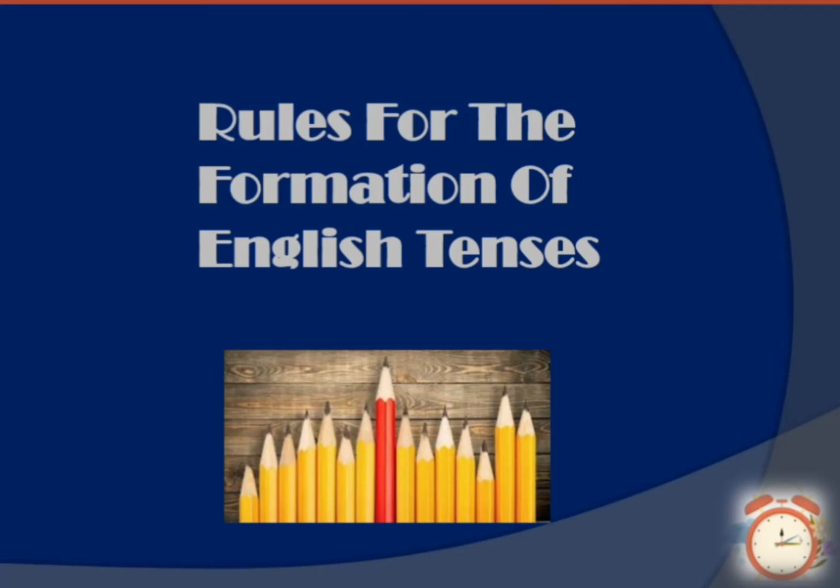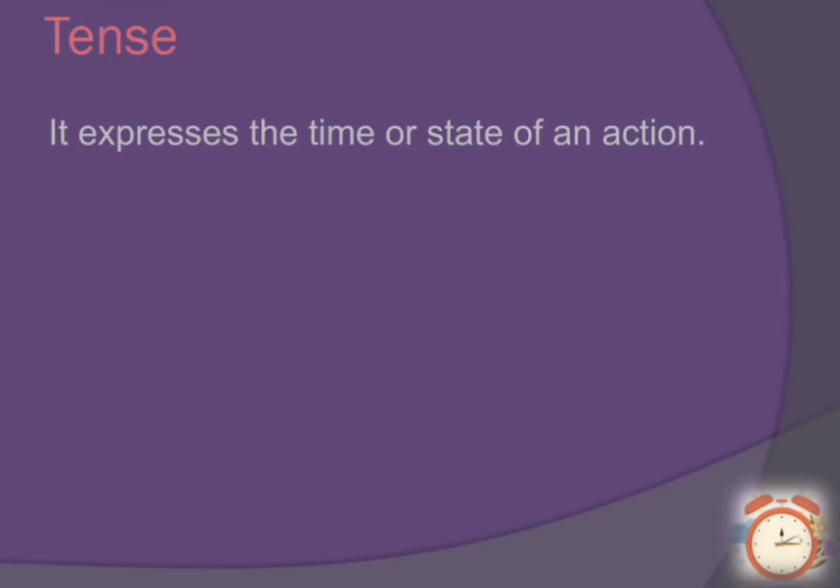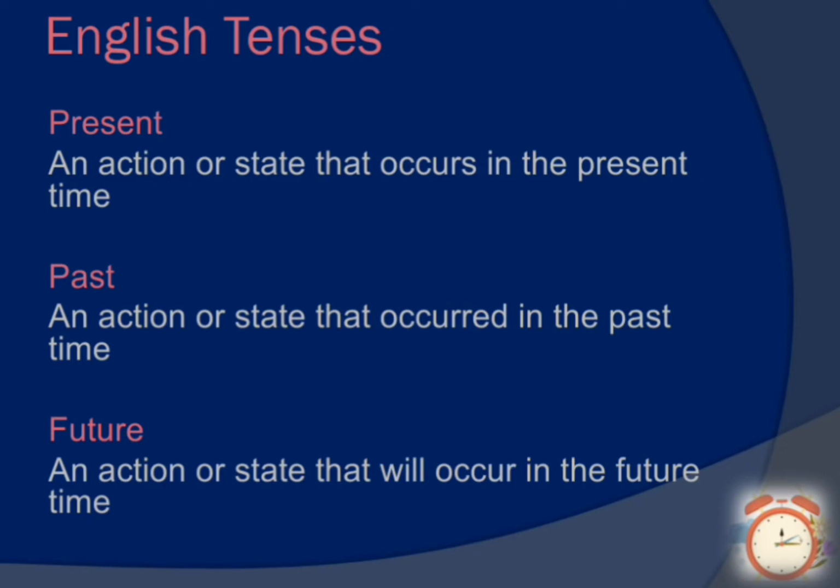Today I will discuss the rules for the formation of English tenses. What is tense? It expresses the time or state of an action. There are mainly three tenses in the English language: present, past, and future.